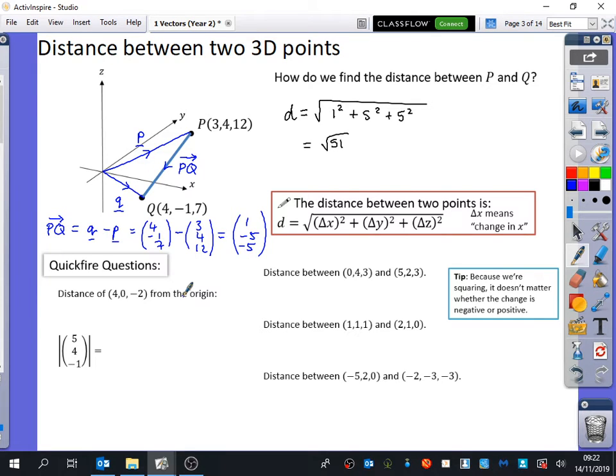This one: the distance of 4, 0, minus 2 from the origin. So the origin is just 0, 0, 0. And then this is a separate question, this is like question 1, 2.